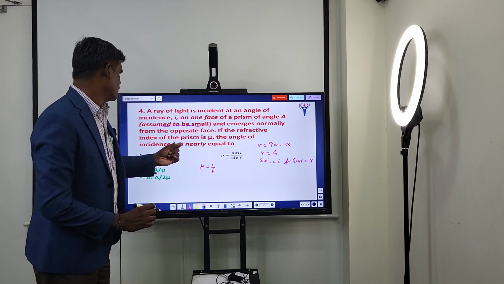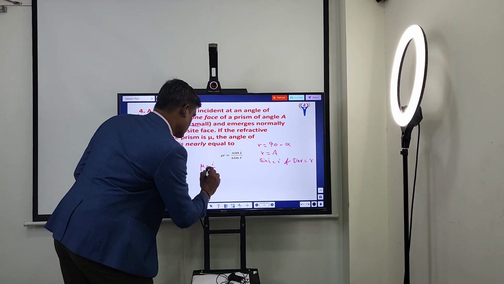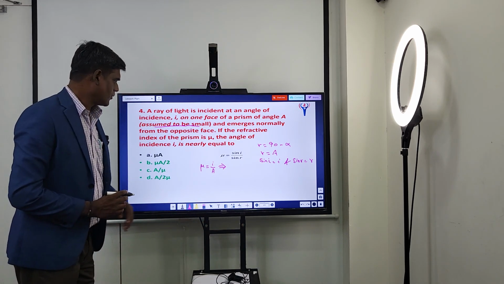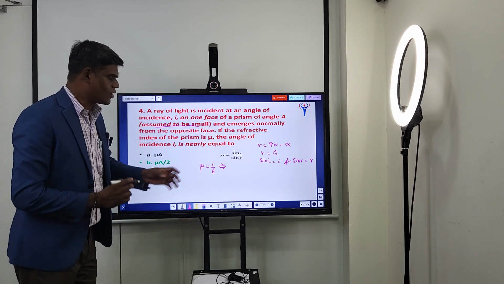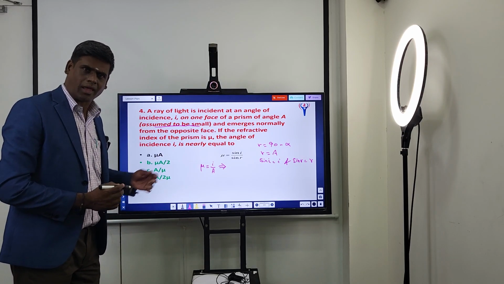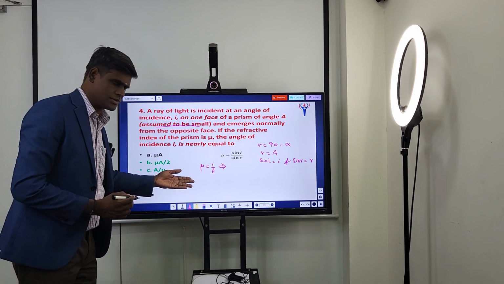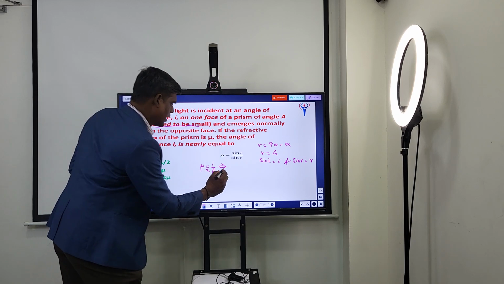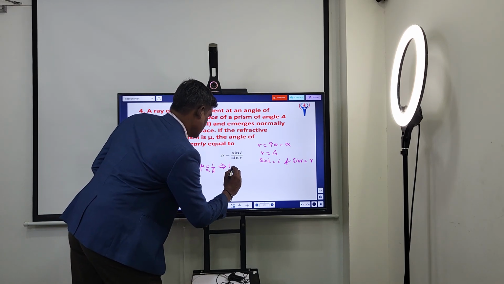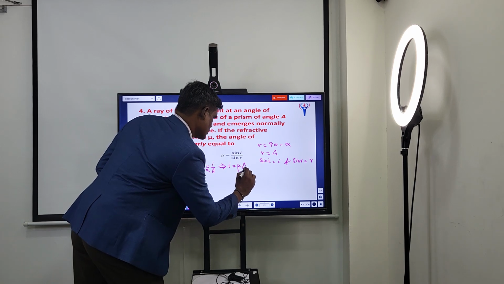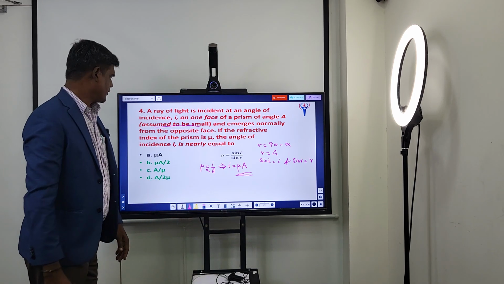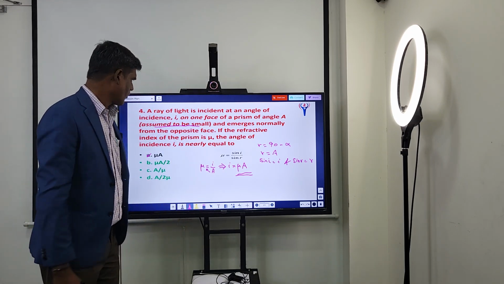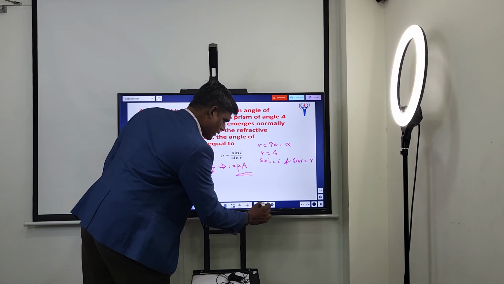And what do you want to find here? You want to find the angle of incidence. So mu equals i by A, then i equals mu into A. Is it mu into A, or mu by A, or A by mu? Yes, i equals mu into A. So which option? Option A. Option A is the correct answer. Let's move to problem number 5.